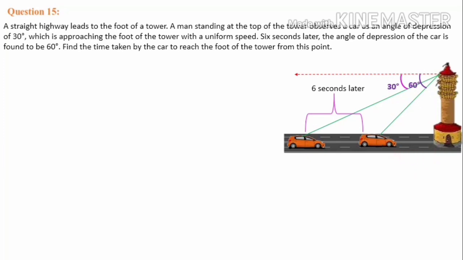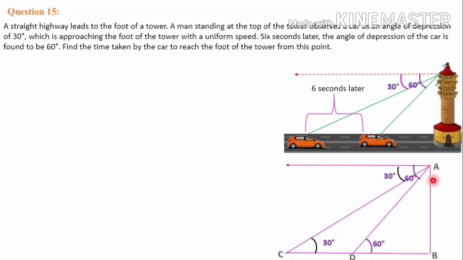Let's draw the diagram by using triangles. AB is the tower, C and D are the positions of the car. First it was at C, the angle of depression was 30 degrees, and later on after 6 seconds it changed from C to D. The angle of depression also changed from 30 to 60. Here by using the alternate interior angle property we can mark 30 degrees here, and 60 will come here also, because these two angles are alternate interior angles.